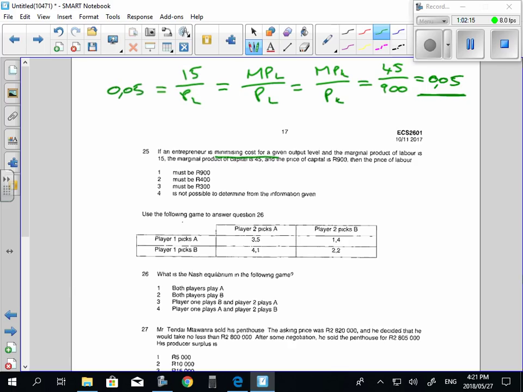Why? Because they've told us that the entrepreneur has minimized the cost. So you need to swap these terms around. It means that the price of labor is equal to 15 divided by 0.05, which means that the price of labor is 300.